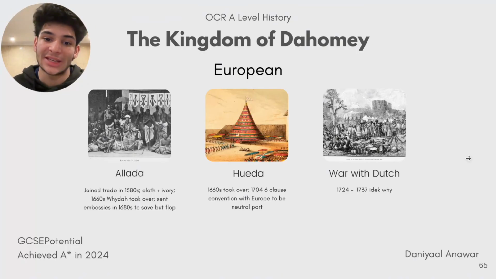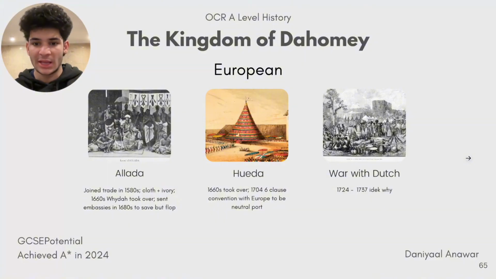Second point, Hueda. In the 1660s, Hueda took over from, I think, Dahomey, or from other regions, as leading in charge with trade. In 1704, there was a 6-clause convention with Europe for Dahomey to become a neutral port for European trade, which is quite good for them. And then final point, there was war with the Dutch between 1724 and 1737. I don't know why, no clue, but there we go. It just came up in the ebook, so war with the Dutch.